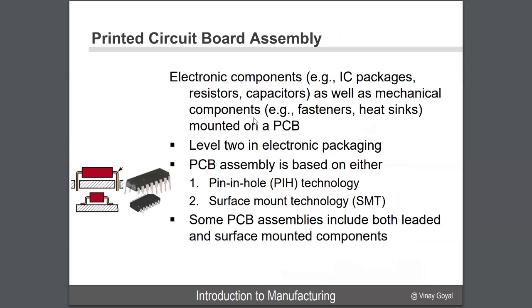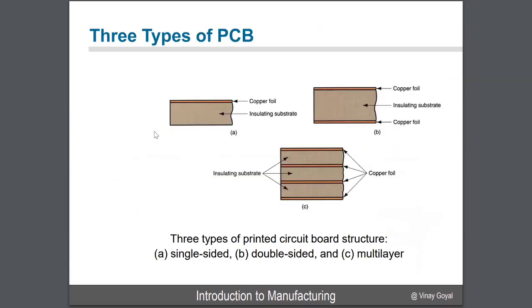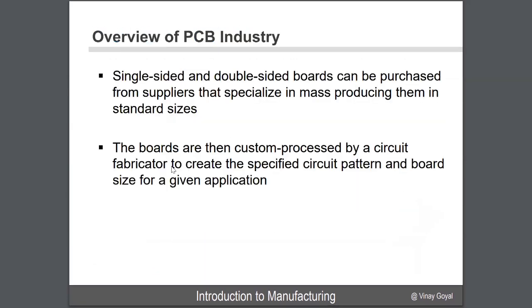So now I have a printed circuit board assembly. The electronic components are now ready to be put together. That's going to include integrated circuits, resistors, capacitors, and also fasteners and heat sinks. They're all going to be mounted on the printed circuit board. That's what we call level 2 in electronic packaging. Let me show you where we were at in the levels. That's level 2 here. That's what we're talking about there.